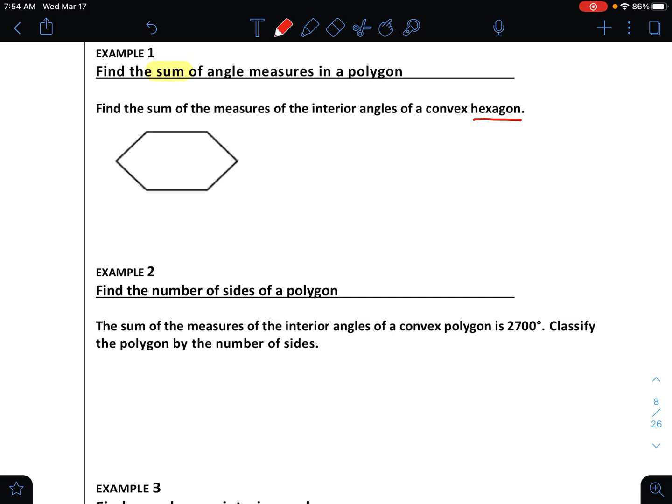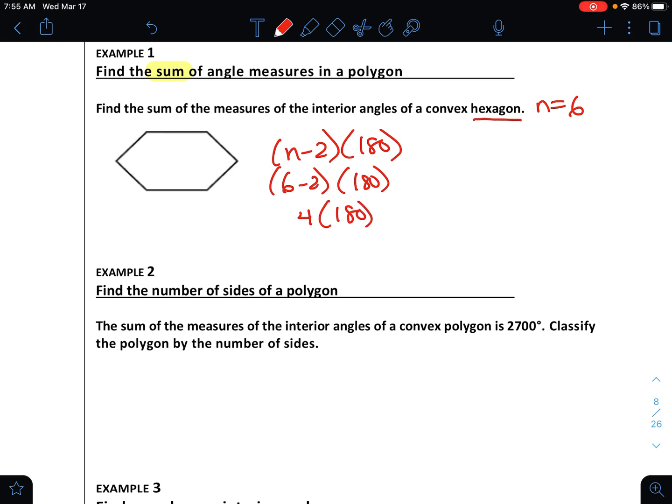So I need to know how many sides are in a hexagon. I'm going to call it the number of sides, and I can count them in my picture. There are 6. So to get the sum, I need to do n minus 2, the number of sides minus 2, times 180. So 6 minus 2 times 180 means I'm doing 4 times 180, and 4 times 180 is 720 degrees. It is asking for the sum, so that is my solution, the sum of the angles.